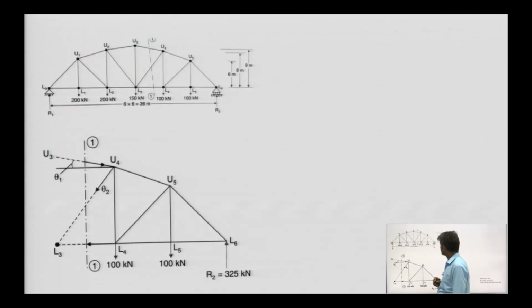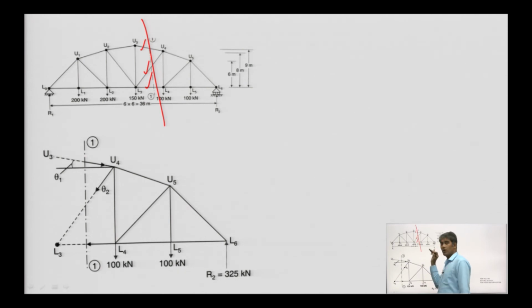Next question. In this question, we need to find the force in this member, and in this member. So, what we will do? We will cut this truss into 2 equal parts, we will get this one. So, first step will be to calculate the value of this reaction R 2.